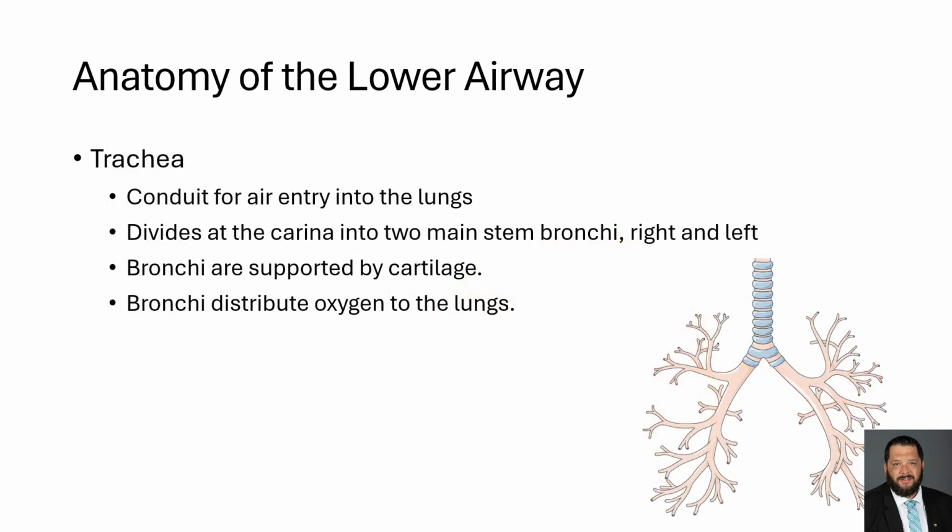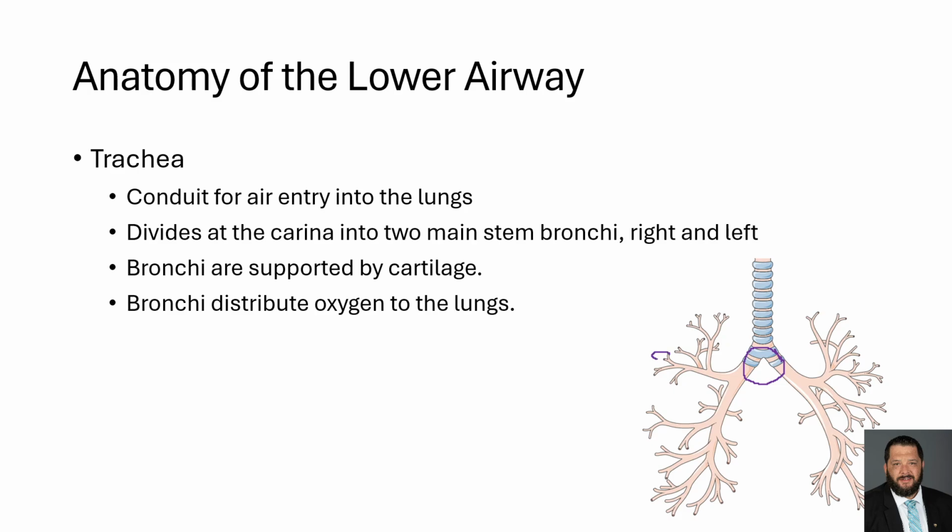The trachea is the conduit for air entry into the lungs. It divides at a position called the carina, which is here. The carina moves each to the left and right mainstem bronchi, and the bronchi are supported by cartilage. The bronchi then distribute the air further into bronchioles.